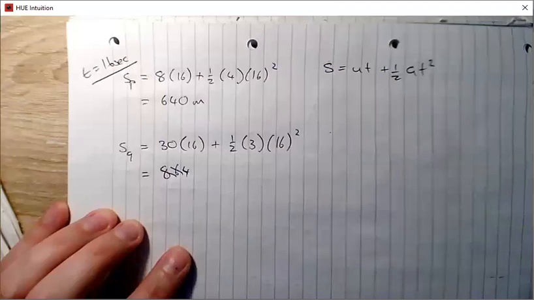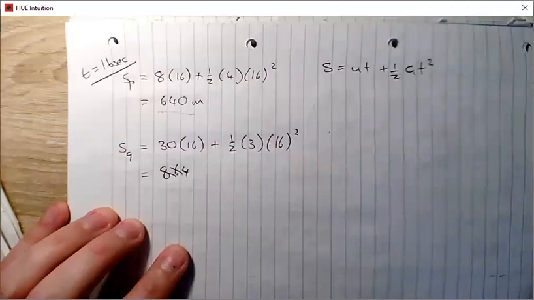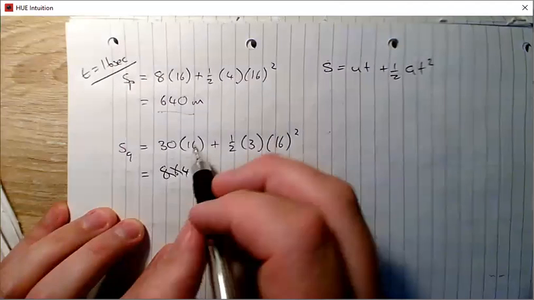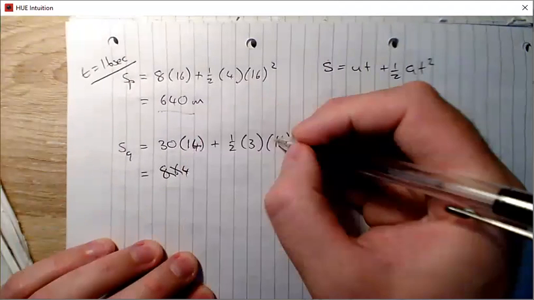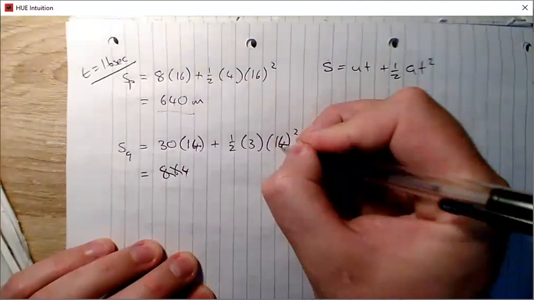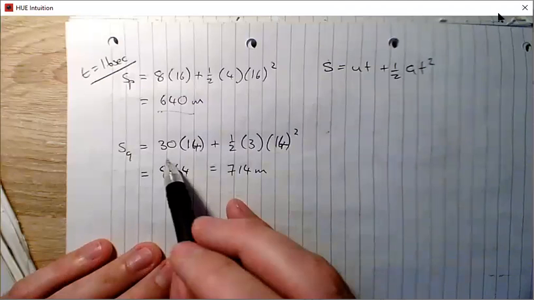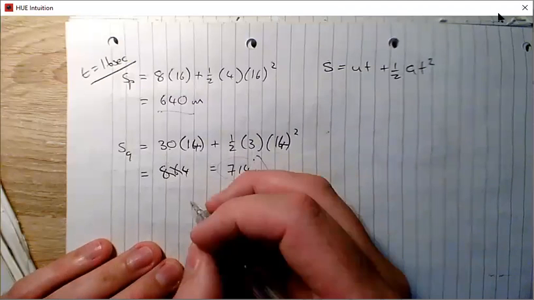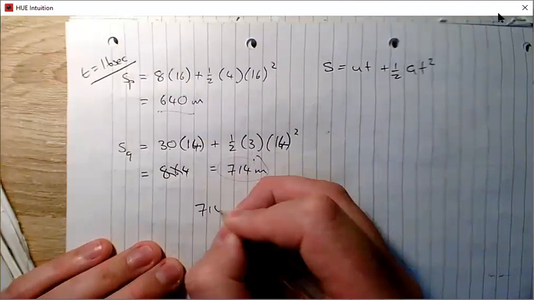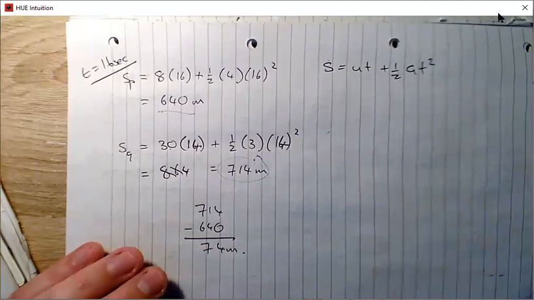Excuse me, as I was doing the calculations there, I realized it was a mistake. So P has traveled 640 meters. Q has not spent 16 seconds traveling. Remember, it's only spent 2 seconds less, so it's only spent 14 seconds traveling. Apologies for that. So when you do the calculations on Q, it's actually 30 times 14 plus a half of 3 times 14 squared, which gives 714 meters. And then 714 take away 640 is the 74 meters, the biggest possible gap we can see between these two cars.